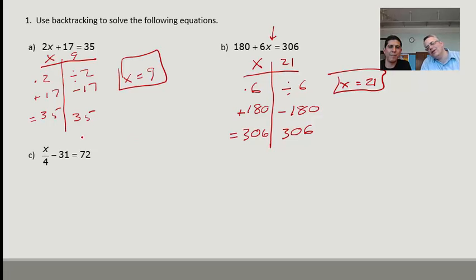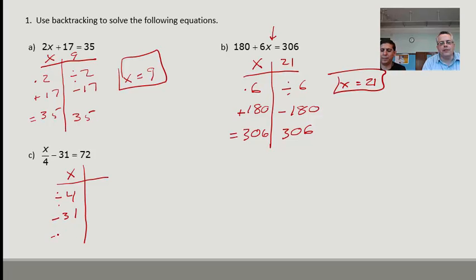Now, see this equation right here, Mr. Hurtado? People hate that fraction thing. Yes, I want to kill you with a fraction. But if you understand backtracking, this is no harder than anything else. You just have to remember that that is division. So we're starting with x. We're dividing whatever it is by 4. And then we're subtracting 31 equals 72.